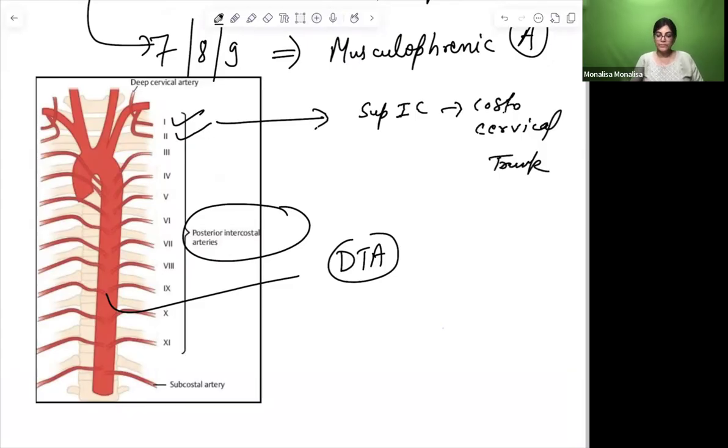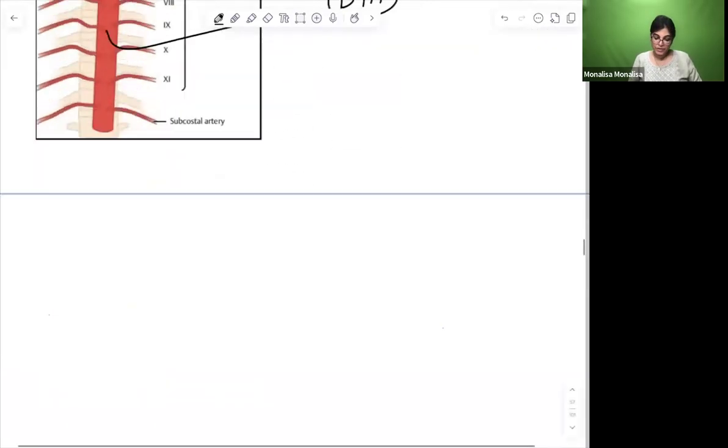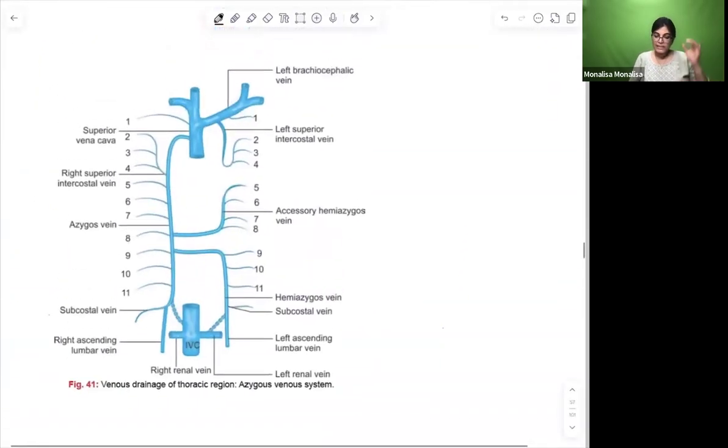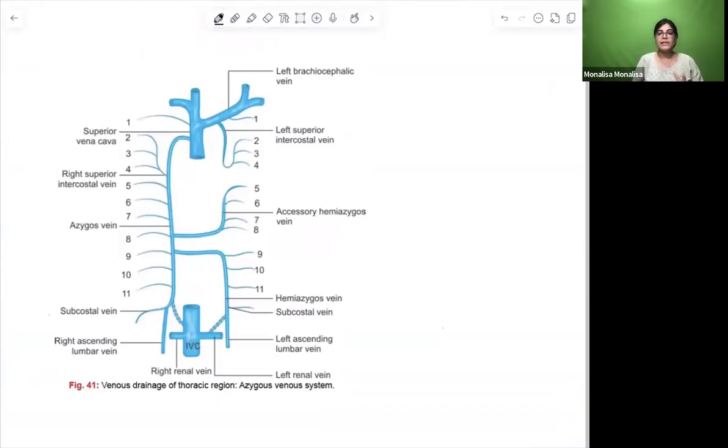Now, coming to the next topic, that is intercostal vein. So now we will talk about intercostal vein. So just see this image. Actually, intercostal vein, you just understand. If you want, I will write it.